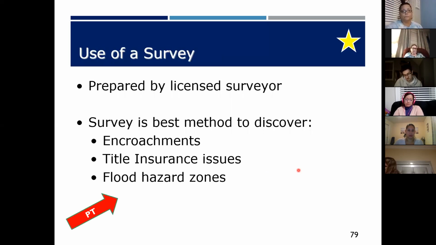So let's talk about this survey. Surveys can only be prepared by a licensed surveyor. As a real estate agent, we shouldn't be offering opinion about parcel boundaries, easements. Is that an encumbrance? Is that an encroachment? I can't act like a surveyor. Remember, I got to stay in my lane. I'm not a surveyor. I'm not an attorney. I'm not an appraiser. I'm just a real estate agent.